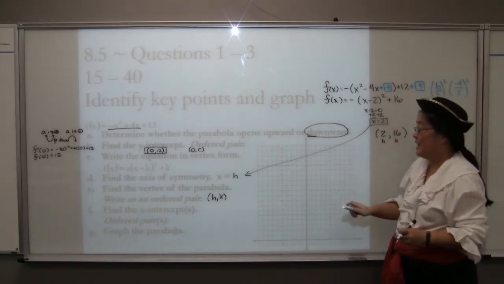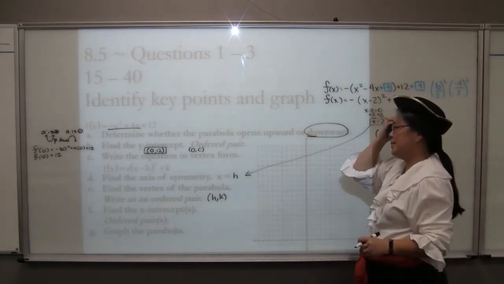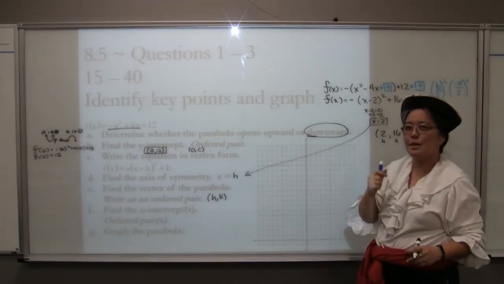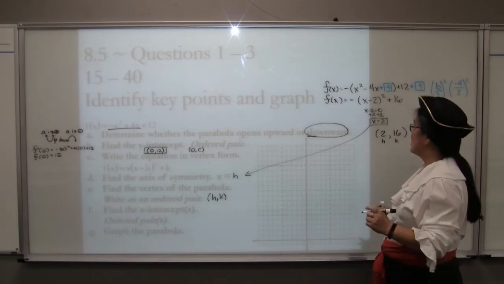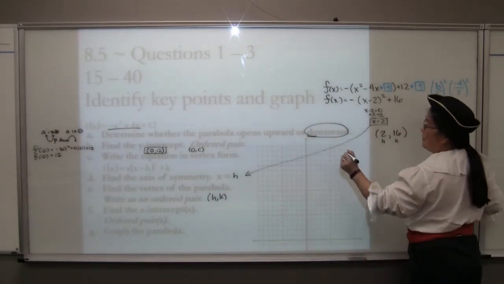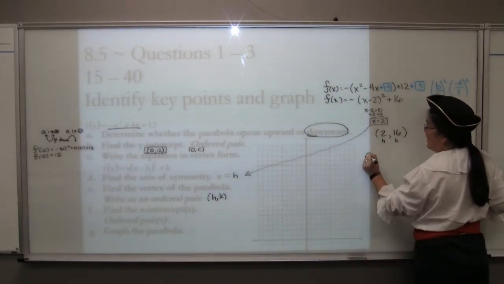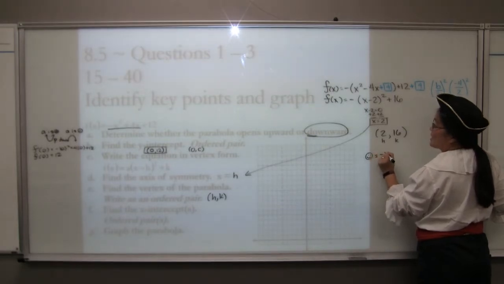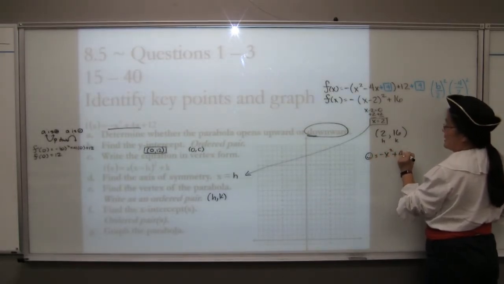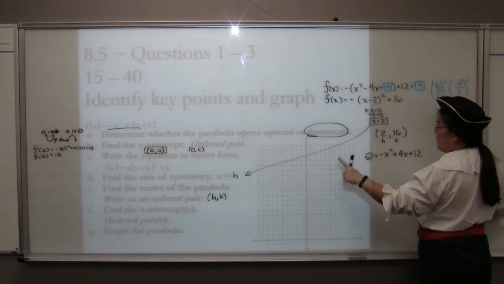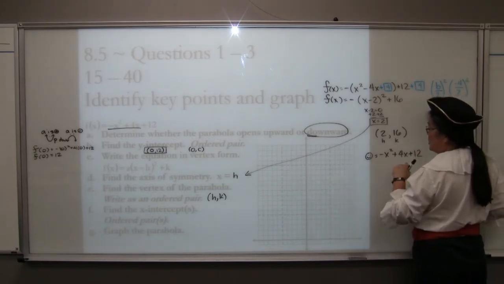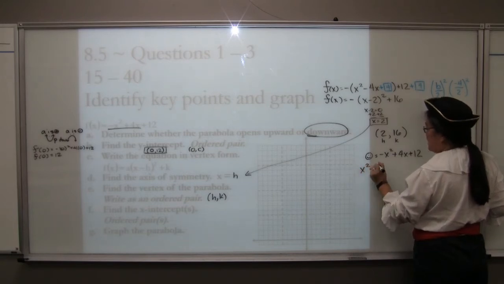How lovely! Find the x-intercepts. I feel like we've been doing this since chapter 5. We make f of x into 0, and we have negative x squared plus 4x plus 12. But this is negative, so we're going to actually move everything over to the other side, or we can change every sign. Either way works.